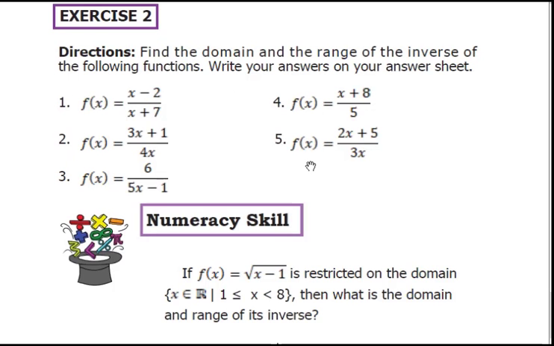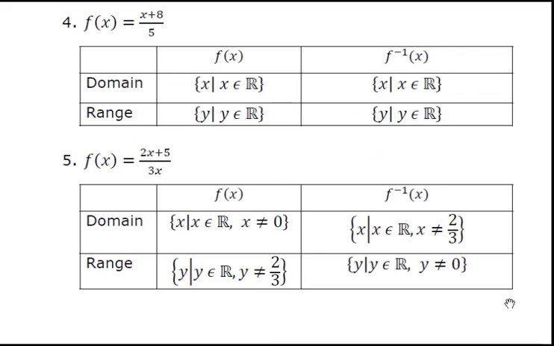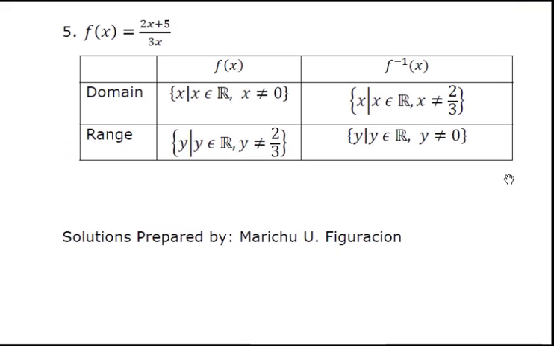Number 5, f of x equals (2x plus 5) all over 3x. For the domain, set 3x equals 0, so x should not be equal to 0. That is the vertical asymptote. So in the domain, all reals except x equals 0.